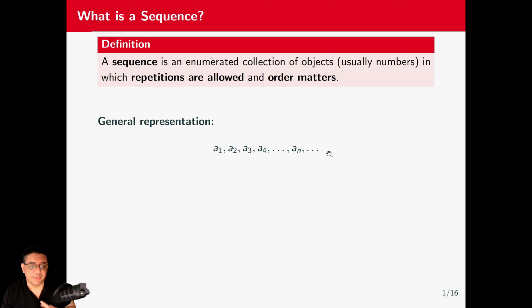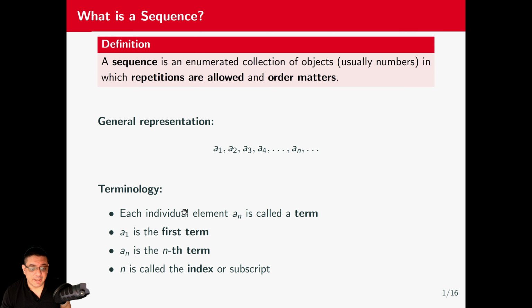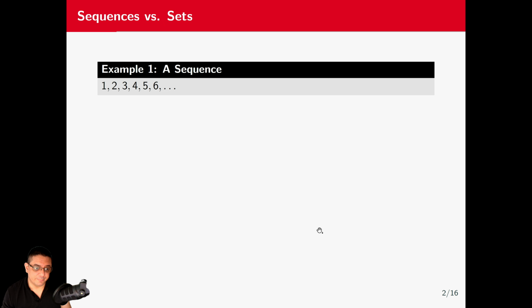In general, you represent sequences as a list, and that list is indexed. For example, you see here I have A1, A2, A3, A4, and we go up to AN. The index determines the order in which we're representing the terms. Each of the individual elements is called a term. A1 is the first term, AN is the end term, and N is called the index or the subscript of the sequence.